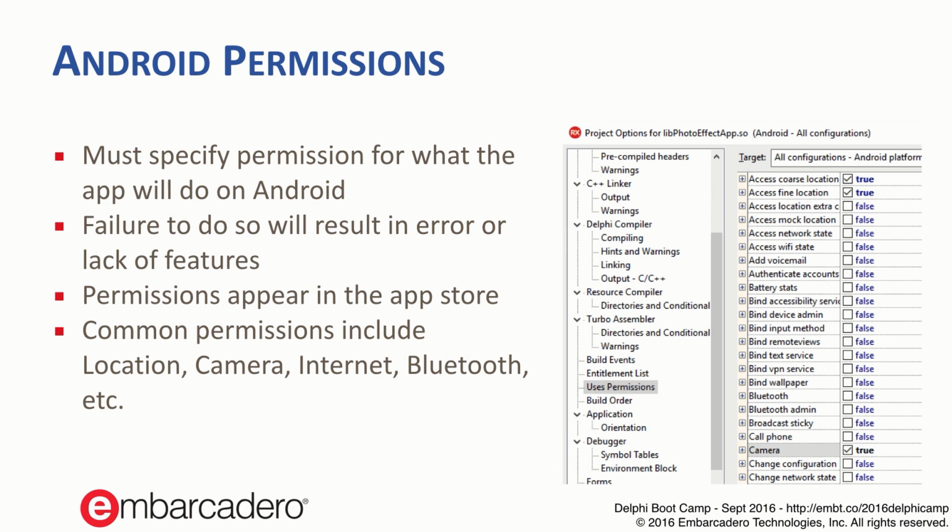Also on Android, it's important that you set permissions. You need to specify permissions for whatever your app will do on Android. So common permissions, for example, are accessing the camera, accessing the internet. Pretty much every app anymore accesses the internet. So you need to make sure that you set those permissions. The most common permissions are actually set by default when you create a new app for Android, but you'll probably want to come in and manage those.